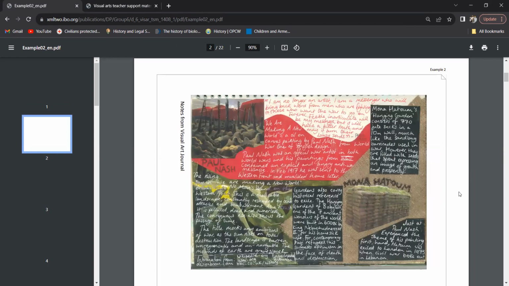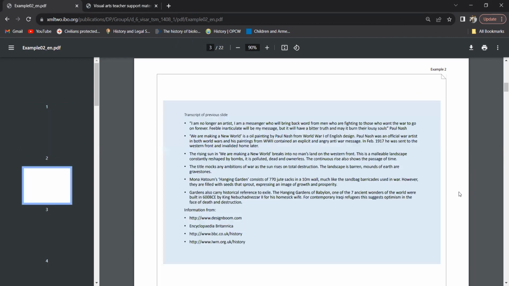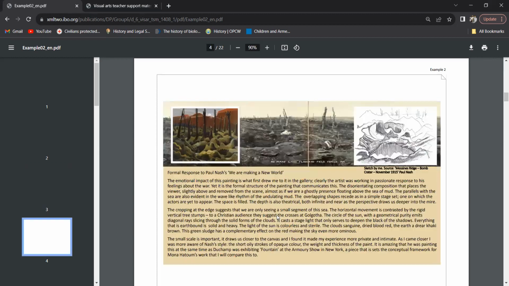We've got the notes from the Visual Art Journal by Paul Nash himself. So this is his actual notes, his actual readings, stuff that he's written. Next slide, we have a transcript for those because it is a little hard to see what they're saying there. We've got links here that verify their transcripts, so we're not just going off of their word.